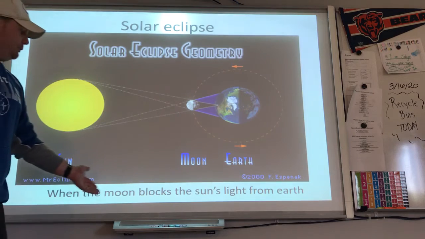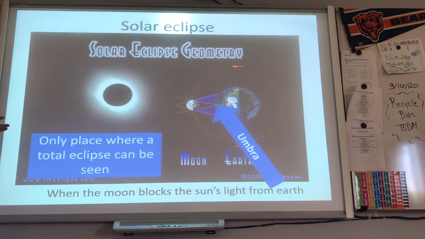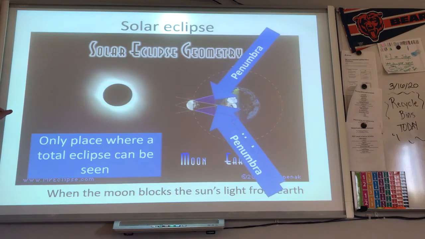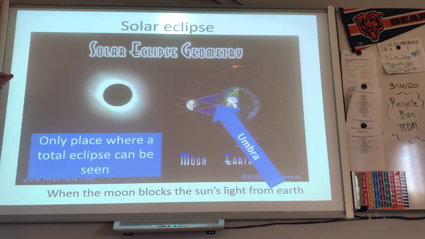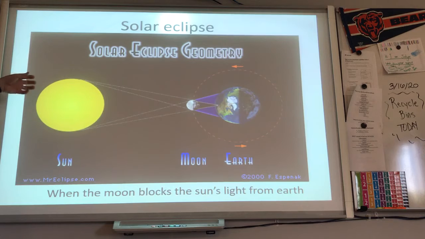This is when the moon blocks the sun's light from Earth. That small little part is called the umbra. We were in the umbra in 2017 and will be again in 2024. The only place where a total eclipse can be seen. The penumbra is that purple spot that I was talking about. Those bigger areas, they will have a partial eclipse. Okay? And there you are. You can see that picture again.